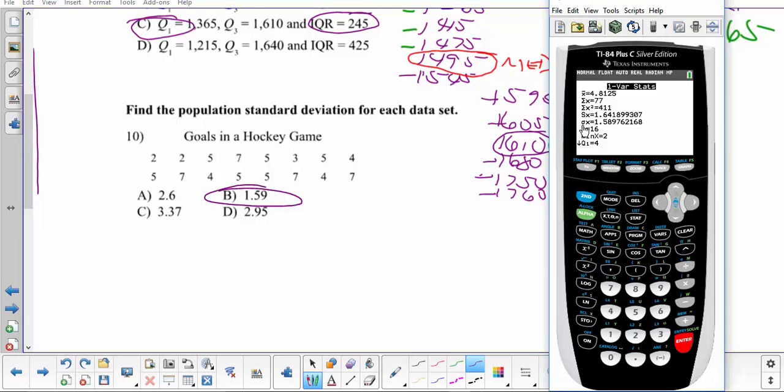There's 16 pieces of data. Our minimum is 2. Our first quartile is 4. Our median is 5. Our third quartile is 6. And our max is 7. So we can get a lot of information from one variable stats using the graphing calculator.